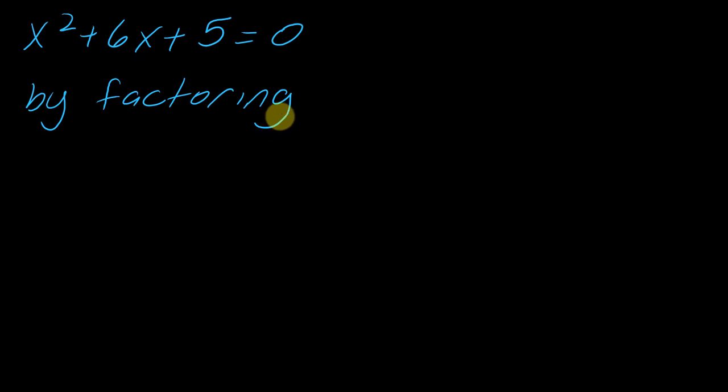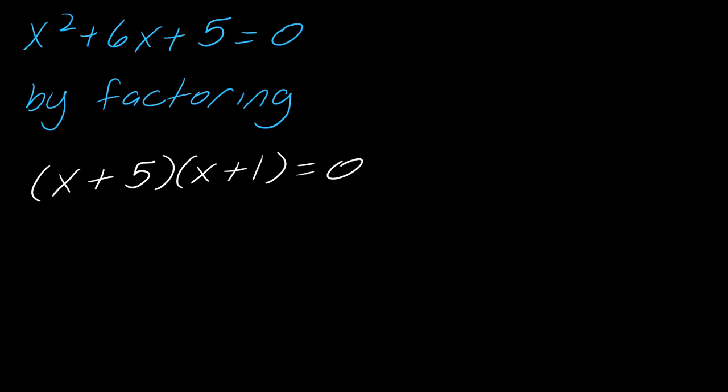Not all problems can be factored, but this one can. And if you can factor, that tends to be your best way to do something. So this factors as x plus 5 times x plus 1. You factor it like that, and then you just take each factor and set it equal to 0. So I'd have x plus 5, I'd set that factor equal to 0, and then I'd have x plus 1 and set that factor equal to 0.